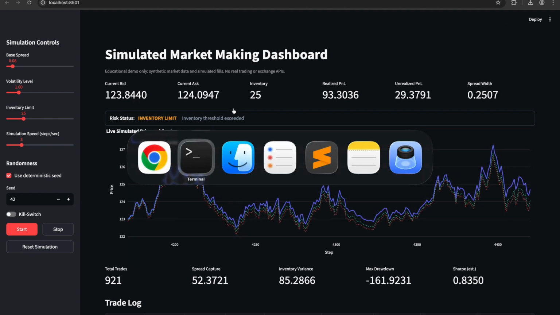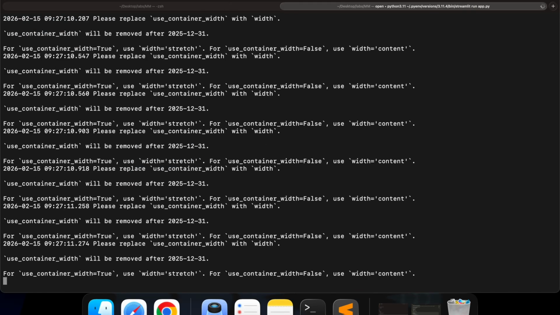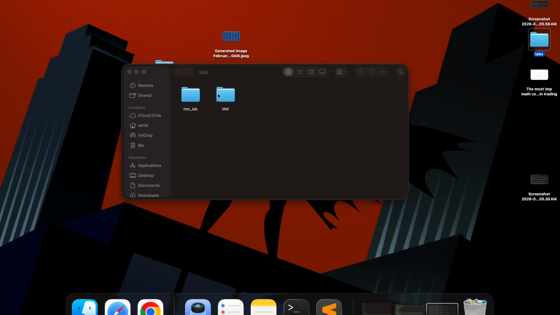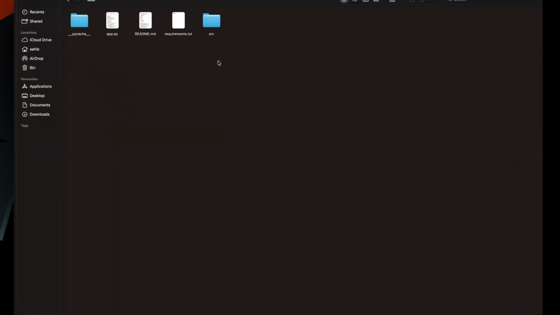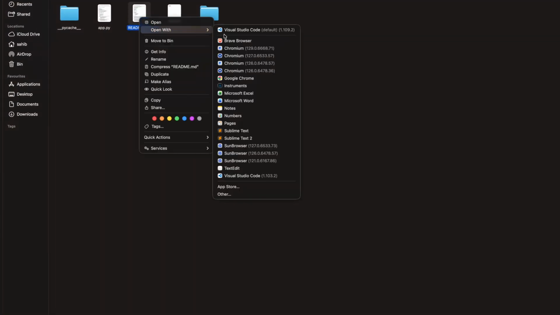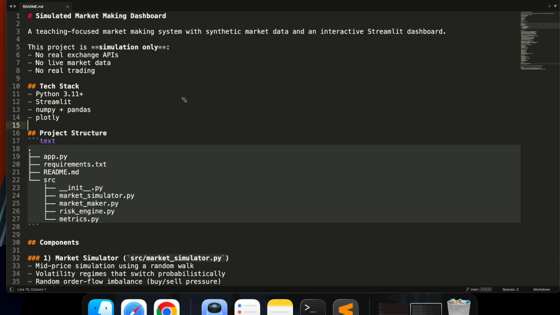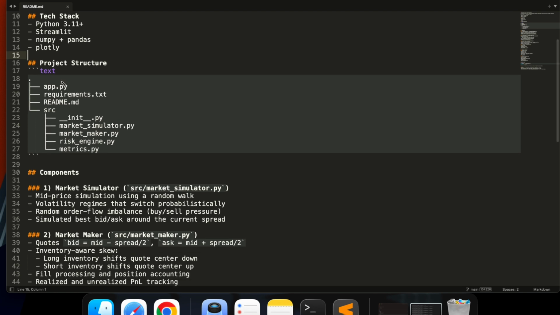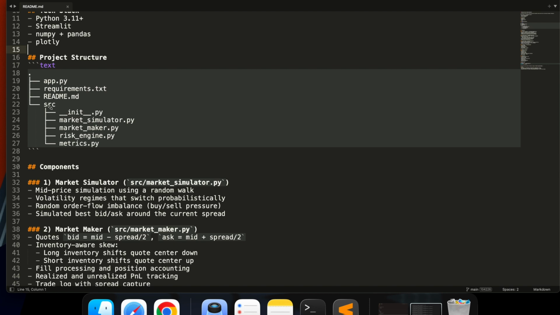So also let me show you just the code. So we go here, and we have a README file, so you can understand basically how the code structure works. The tech stack for this demo that we're using is Python and Streamlit and NumPy and Pandas and Plotly. So we have the app.py, which basically runs the dashboard, and then we have the source folder, which has all the scripts that are very important. Like the market maker simulator, the market maker, and the risk engine.